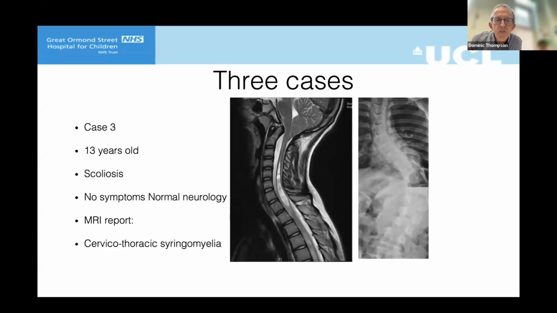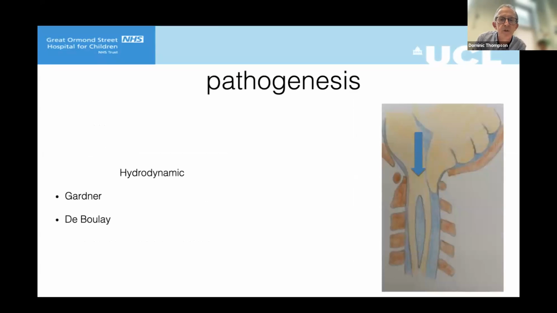And then finally, we've got a third case, a 13-year-old, also with scoliosis, but completely normal symptoms, no pain, but an MRI report with cervicothoracic syringomyelia. I guess the question is, should these have all got cavities within the spinal cord? Where is the clinical relevance? Can we differentiate easily between those to make a sensible way forward when we're assessing children?